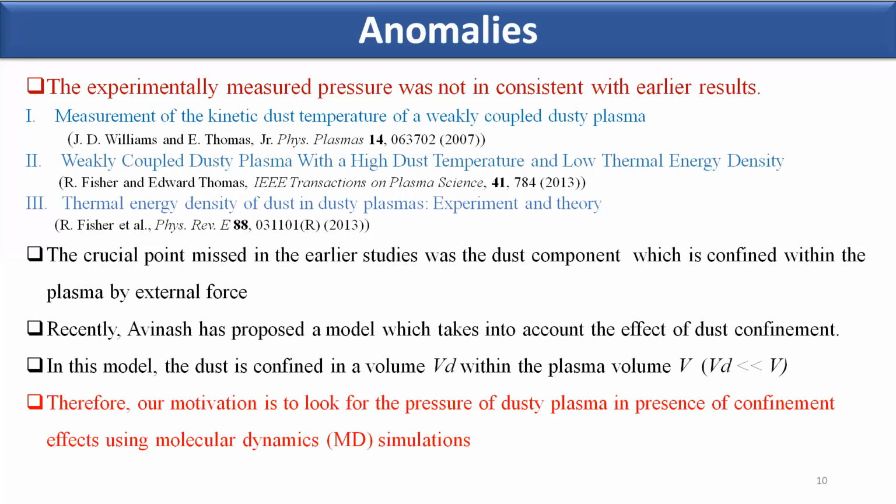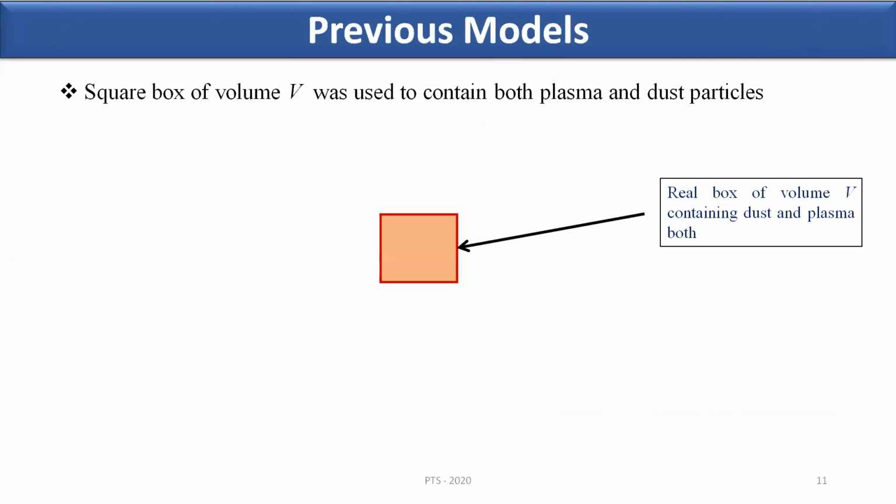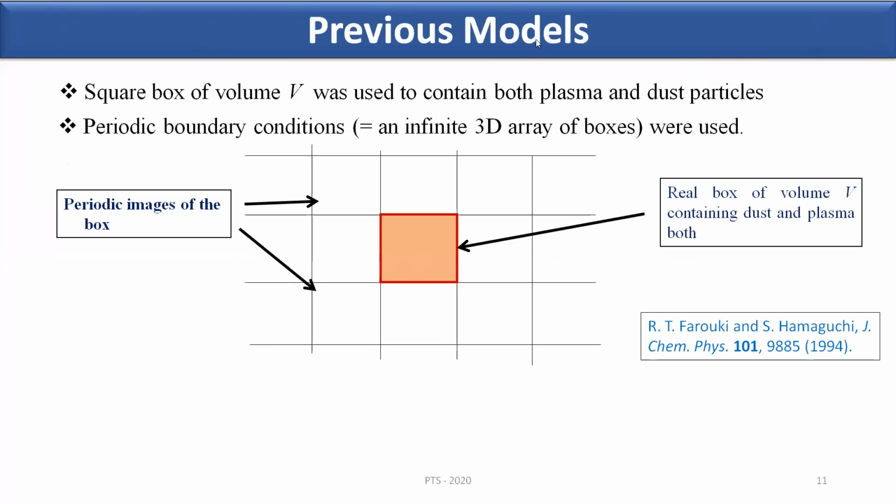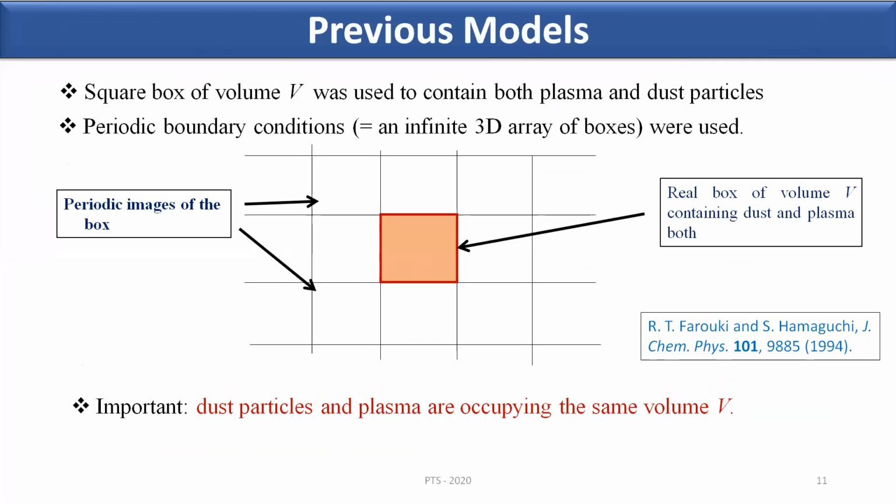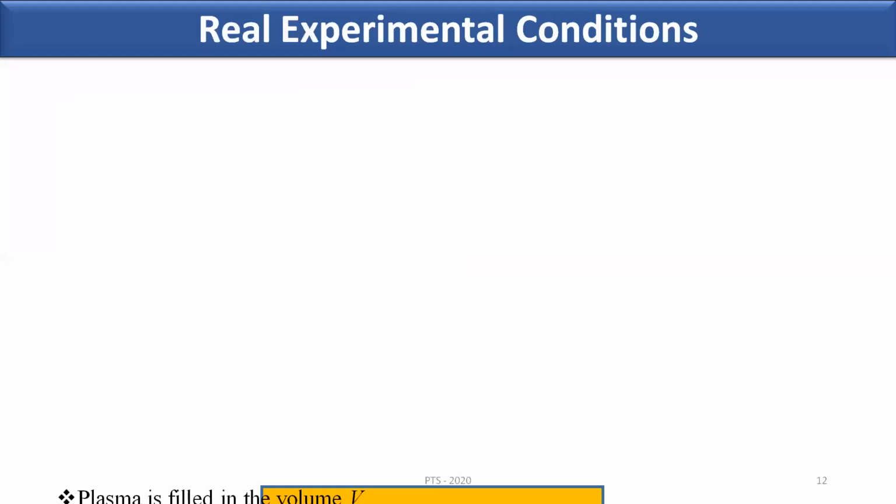So I am going to verify them numerically using MD simulations. Here I am again showing you what the previous models show. In previous models, generally a square box of volume V is taken, where the plasma and the dust both occupy the same volume, and then periodic boundary conditions are used. Once again, note that the dust and the plasma occupy the same volume. Therefore, there are no confinement effects.